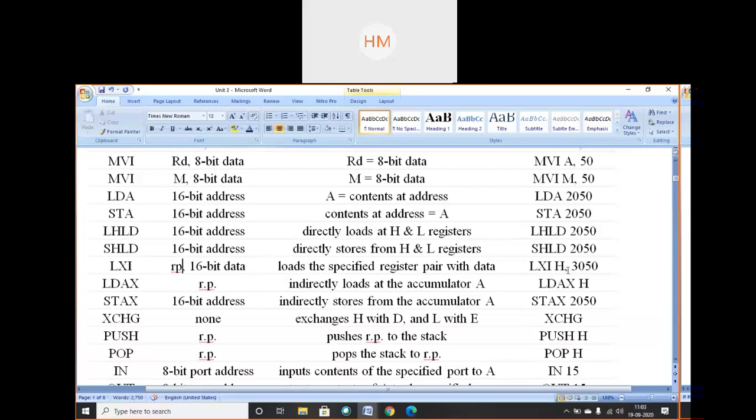HL. If somewhere I need data in memory, then I have told you the significance of M. M means the data should be present in the HL pair. Whenever data is present in the HL pair, you can use M. Before MVI M, I have to use LXI H, only then can I use the MVI M instruction. Is it clear, students?